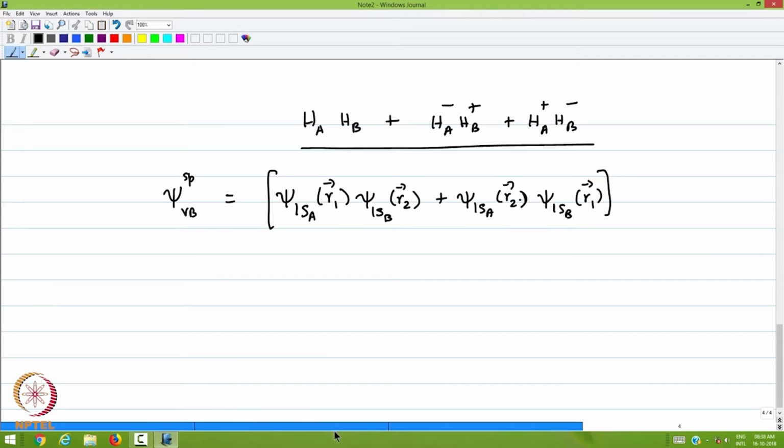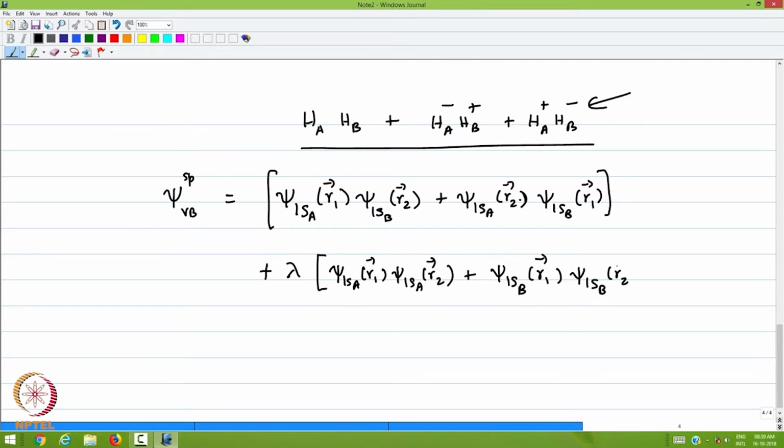Now, there is a very small probability that the two electrons may be with one atom or with the other atom. That is corrected by introducing a parameter lambda, which is extremely small, and then introducing the configurations due to these, namely psi 1s A of R1 times psi 1s A of R2, where both electrons are associated with atom A, plus psi 1s B of R1 times psi 1s B of R2, because the electron coordinates R1 and R2 are both associated with atom B. But this lambda is very small.